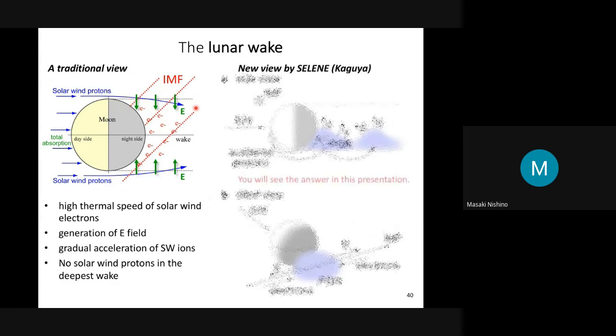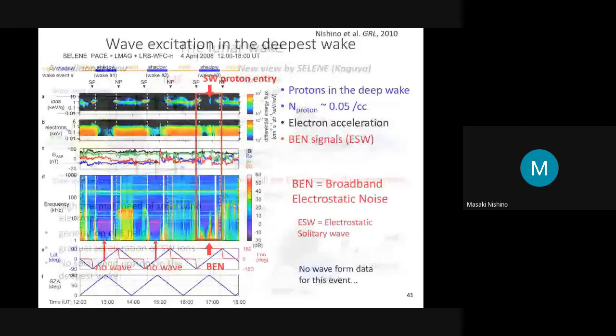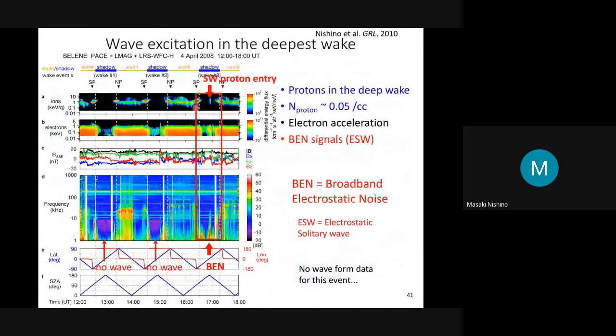So a new view will be presented here. These data show three revolutions around the moon: day side, night side, day side, night side, day side, night side. The top panel shows the ion energy time spectrogram, and we don't see anything here. This is the typical wake region. Typically we don't see ions in the wake.